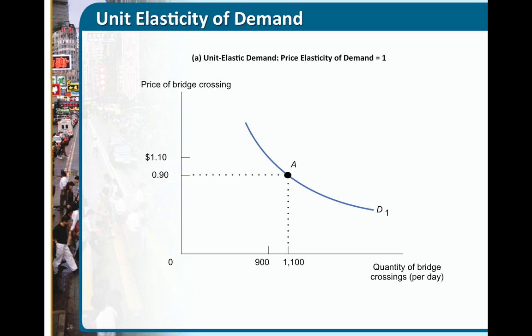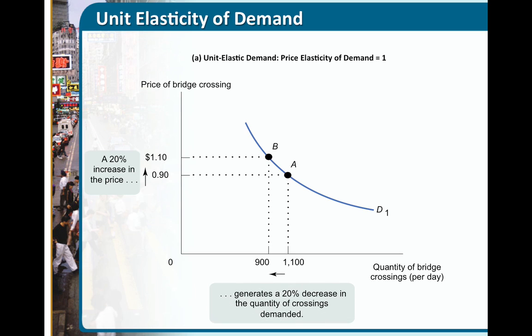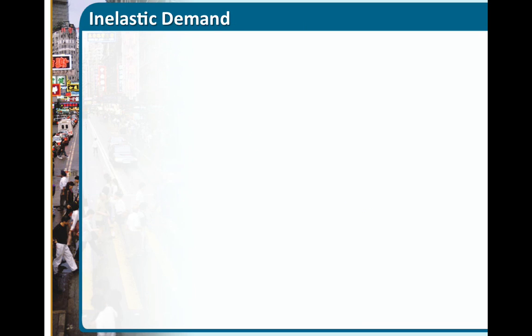So let's look at the price of a bridge crossing. A 20% increase in price here would lead to a 20% decrease in the quantity of crossings. That would be unit elastic demand. There's an even percentage change between the price and the quantity demanded. Now, granted, they're going in opposite directions, but again, that's our law of demand working.